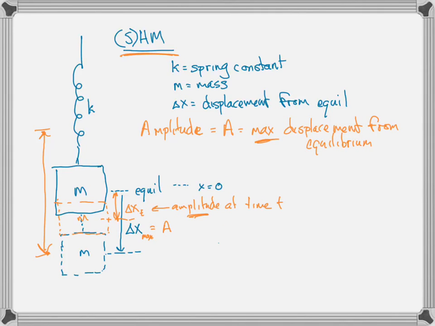Okay, so that's amplitude. Another variable we talk about is period. What is period? Period is abbreviated with a capital T. Oh, and what's the units of amplitude? MKS units are the meter. Okay.